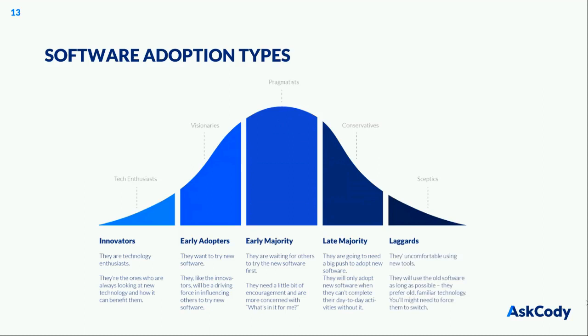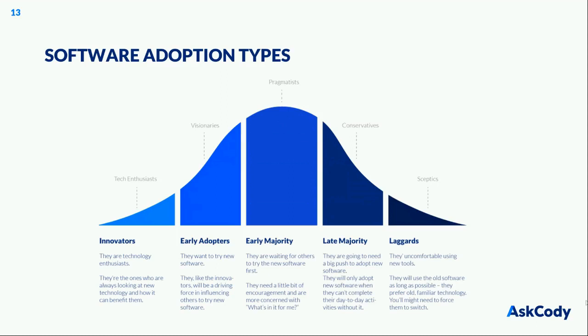These users will openly bark if you want to change their habits. They're often set in their ways, and they're uncomfortable using new tools. They will use the old software as long as possible. They prefer old but familiar technology. You'll most likely need to force them to switch over to the new software by eliminating the old technology altogether, if that, of course, is an option.